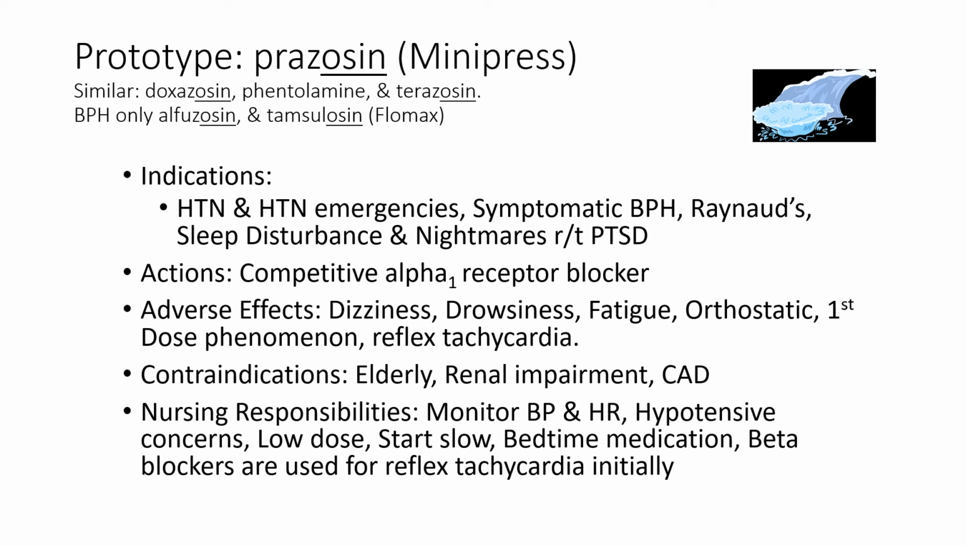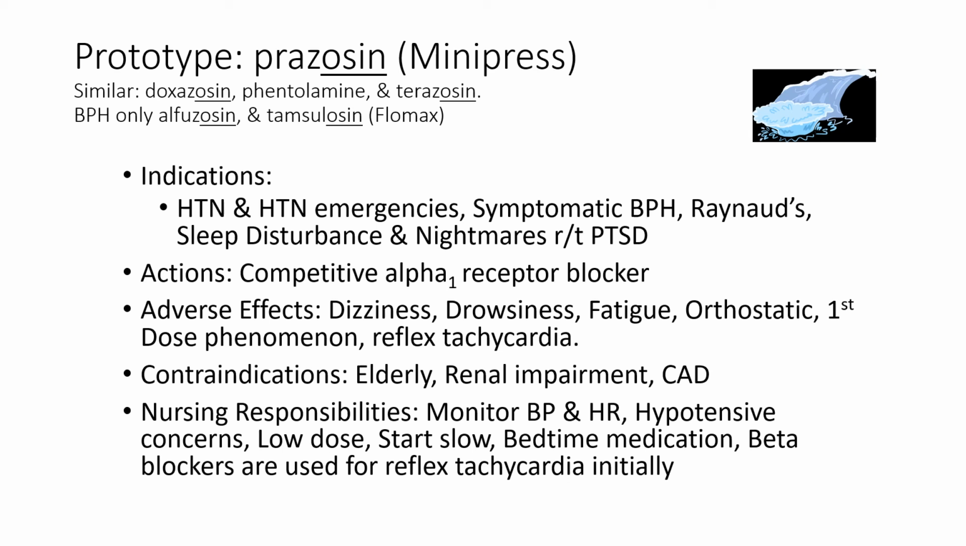So doxazosin and terazosin are also antihypertensive, so reducing blood pressure. Prazosin, doxazosin, terazosin. Now, there's some that have been marketed for BPH. They're still in the same group. They can still lower your blood pressure, but they've been marketed more for benign prostatic hypertrophy. And that would be tamsulosin, which is Flomax.